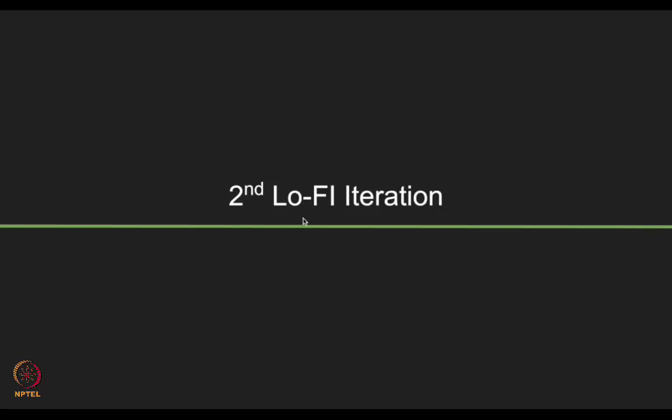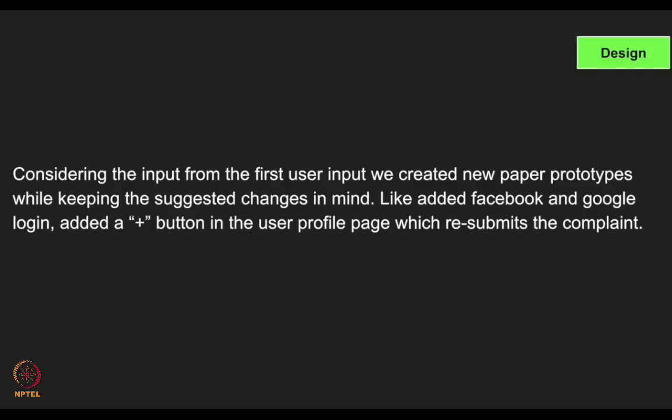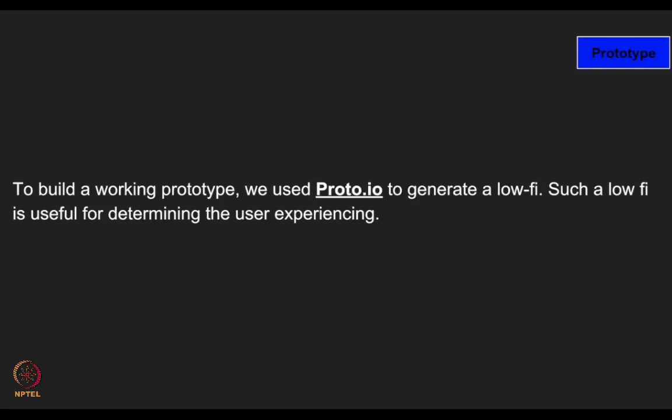Following the iterative design process, let's have a look at our second Lofi iteration. Considering the input from our first user inquiry, we created new paper prototypes while keeping the suggested changes in mind, like adding Facebook and Google login. We also added a plus button in the user profile page, allowing people to resubmit old complaints. To build a working prototype, we again used proto.io.